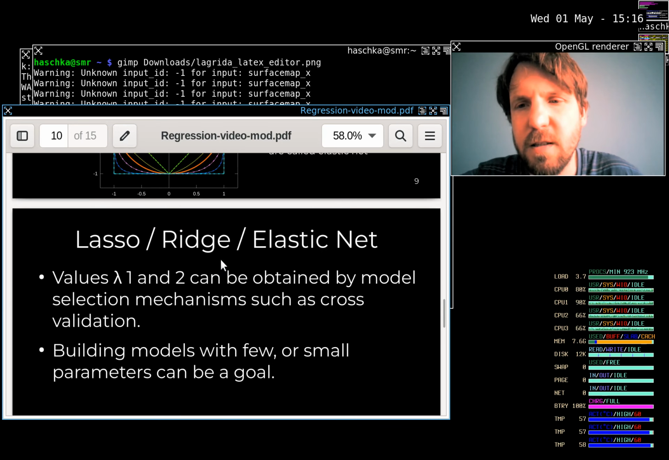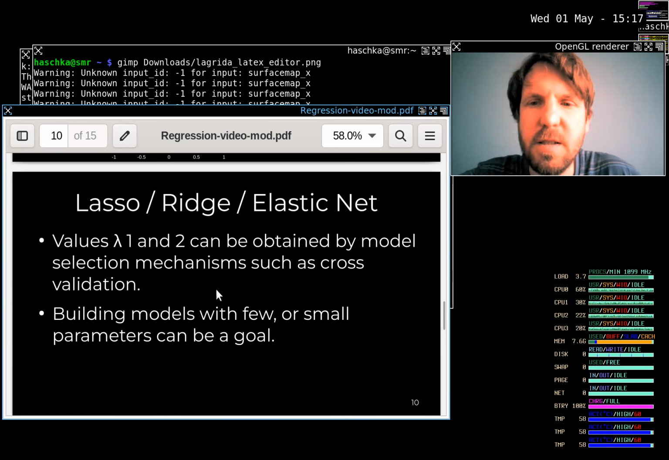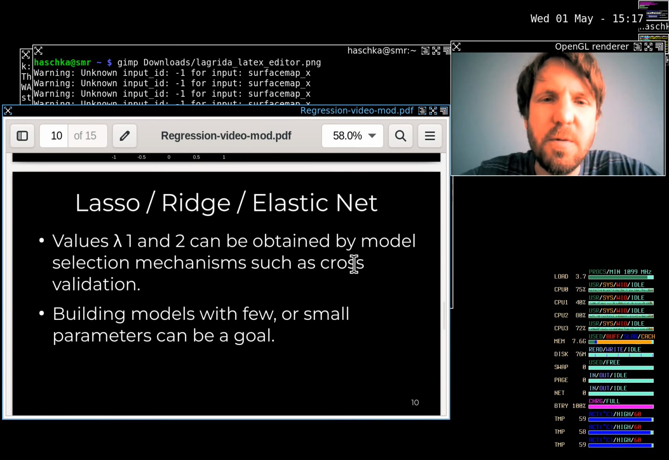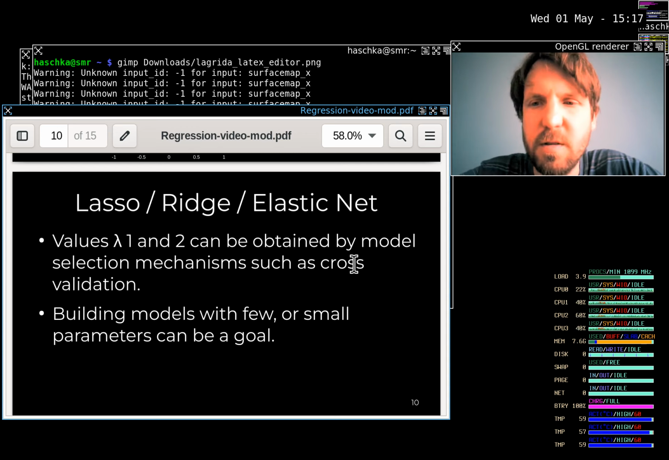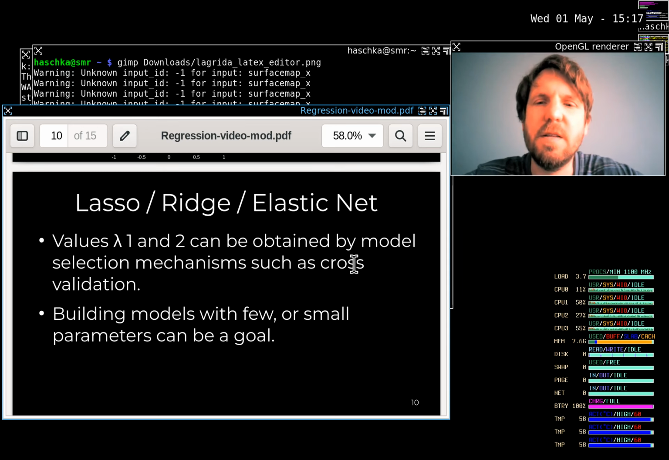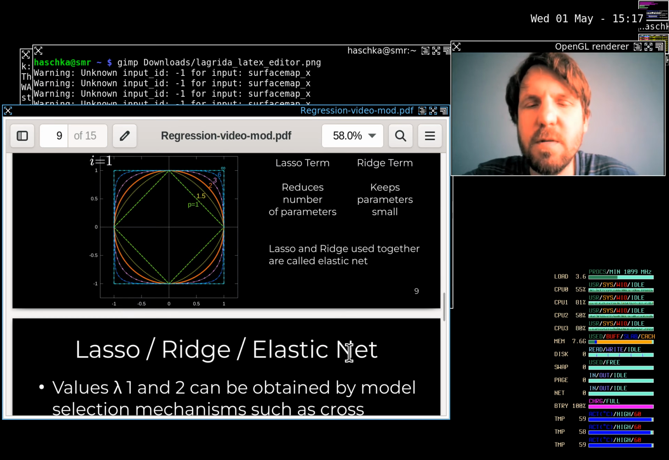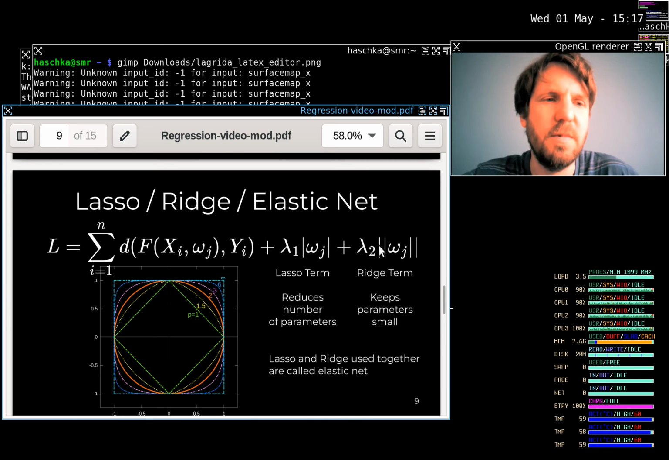As I said, for the values of lambda 1 and lambda 2, something you can do, just as we have shown in the other cases, is use model selection mechanisms like cross-validation in order to get the best lambda 1 and lambda 2 values for your model. And of course, it can be a goal to build models with few parameters. Then you would like to have this term here, so few omegas, or with small omegas, then you would like to have this term in here.